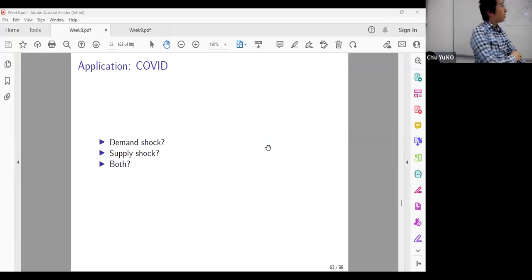Okay, and you can ask yourselves, what happened when we have a demand shock or a supply shock for COVID? Is it a demand shock or a supply shock? You can apply this to the Chinese economy or the Hong Kong economy or any economy in the world. Ask yourselves, is it a demand shock or supply shock or both? What happened to the interest rate? What happened to the output? What happened to the price level? All these things can be answered.